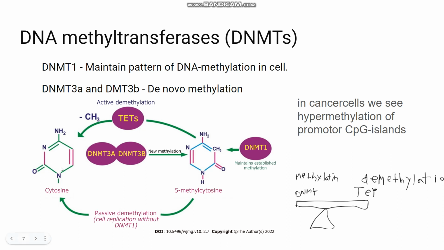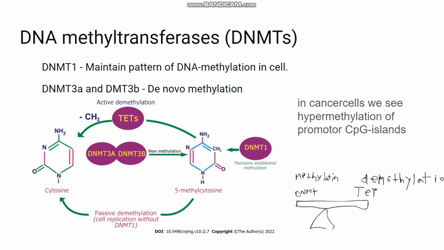Then to repeat it again, you have cytosine. With these two enzymes, you make a new methylation, and with this enzyme, you maintain established methylation. Then you can also go in the other direction from 5-methylcytosine to cytosine. To do it passively, you can do it like this. You can also do it by TETs.